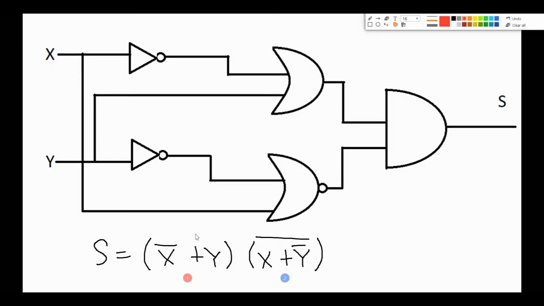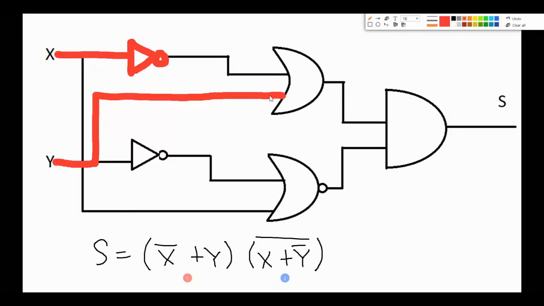Now let's draw the first equation. First, we connect our X input to a hex inverter because it needs an X complement. And since it's plus, we would just connect our Y input and the output of the X inverter via an OR gate since it's a plus operation. Connect it here to an OR gate. There.